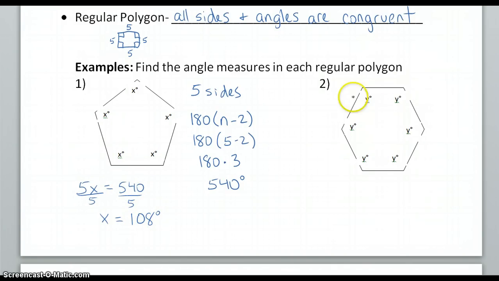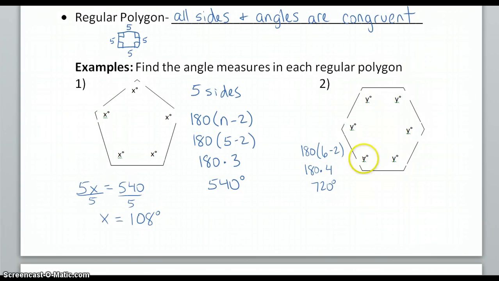Do the same thing over here. How many sides does this have? 1, 2, 3, 4, 5, 6. 6 sides. So that formula, let's do it over here, would be 180 times 6, the number of sides, minus 2. So that would be 180 times 4, which is 720 degrees. That's how many degrees this whole polygon's angles add up to.